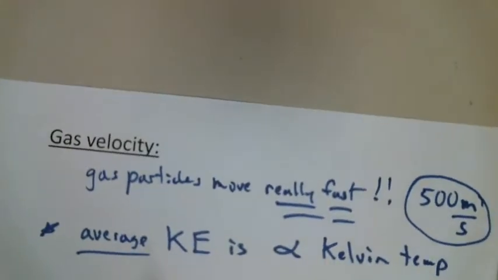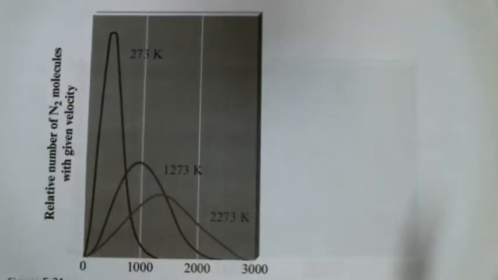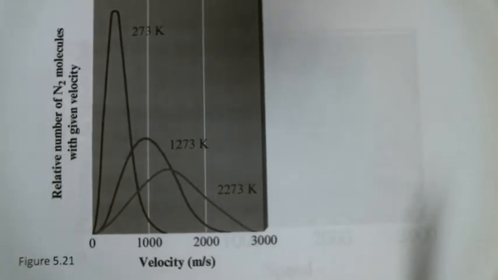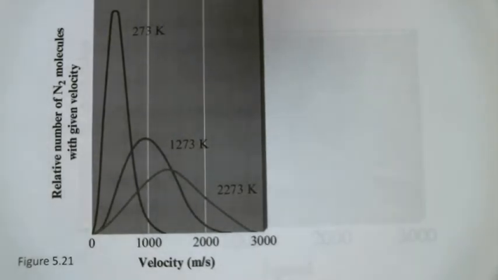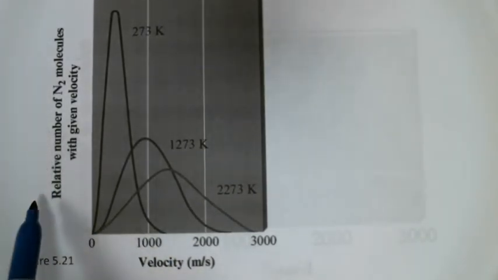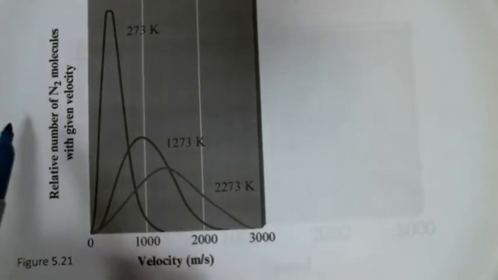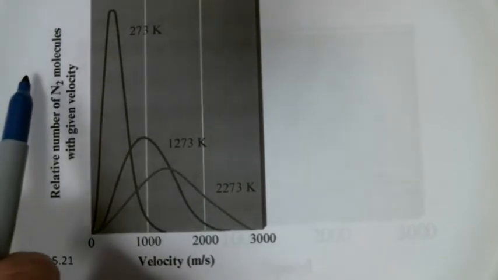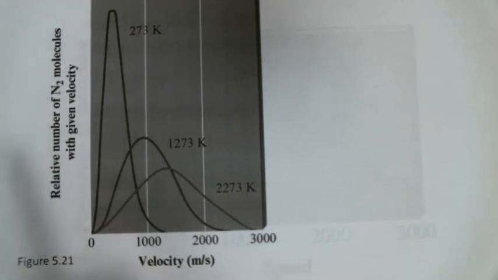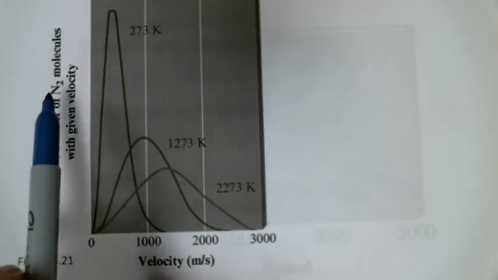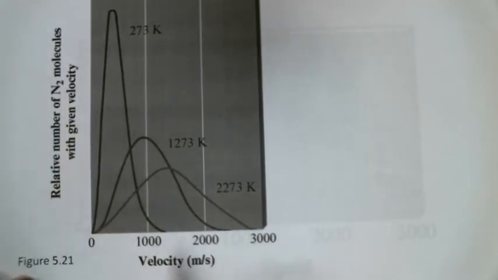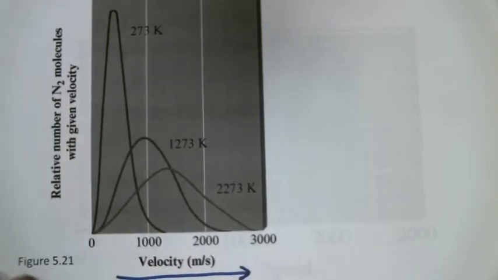Okay, so just again, remember that separate from your understanding of it, and let's take a look at the distribution then of velocities. All right, so this is a figure from the book. It's figure 5.21, and you've got to look carefully at these when you read them in the book. It's a plot on the y-axis of the number of nitrogen molecules that have that velocity. So it's a distribution, right? It's counting how many nitrogen molecules have that velocity. And on the x-axis, it's increasing velocity.